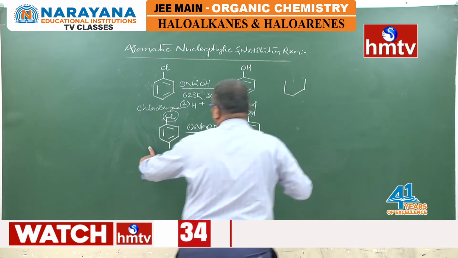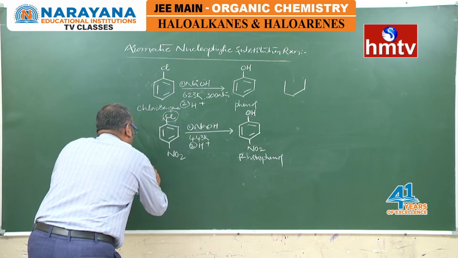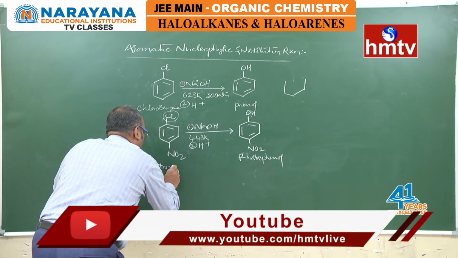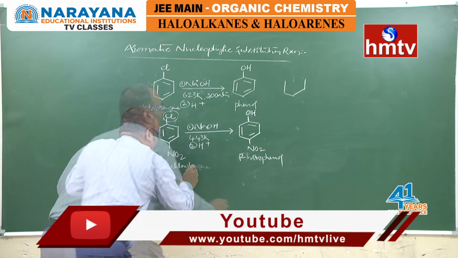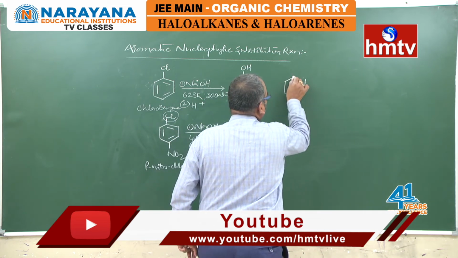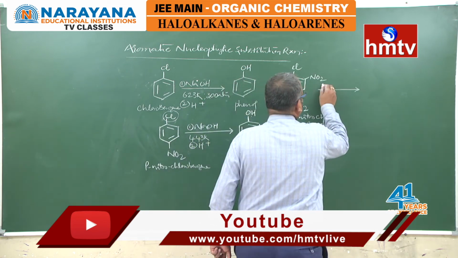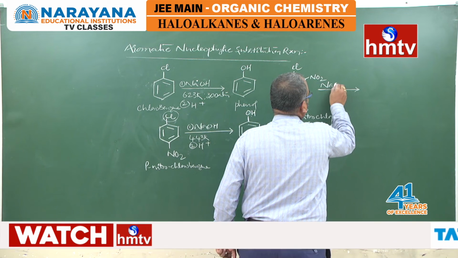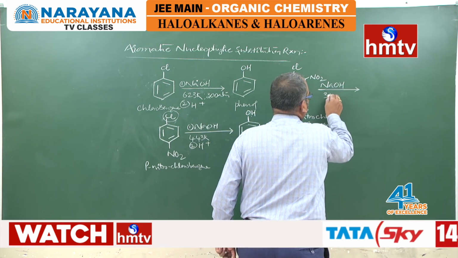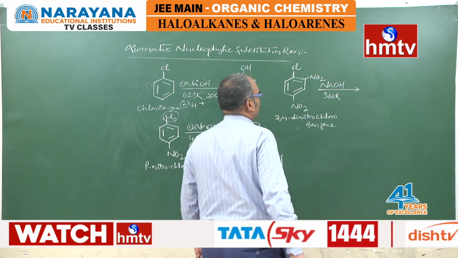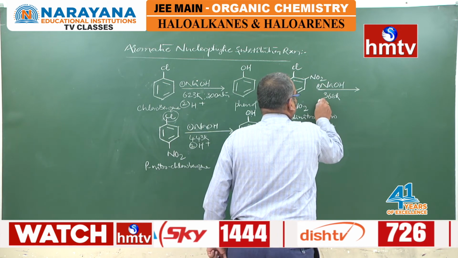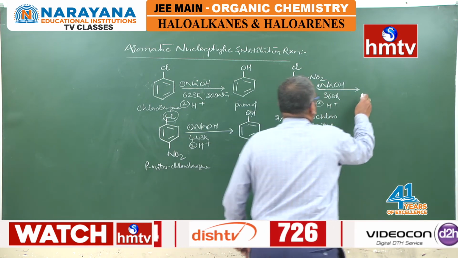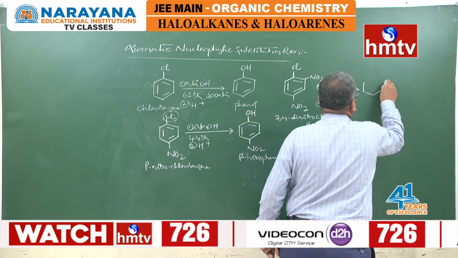This is 4-nitrochlorobenzene or para nitrochlorobenzene. I will take 2,4-dinitrochlorobenzene. When you take NaOH, the temperature needed is 368 Kelvin, followed by protonation, which will give you 2,4-dinitrophenol.